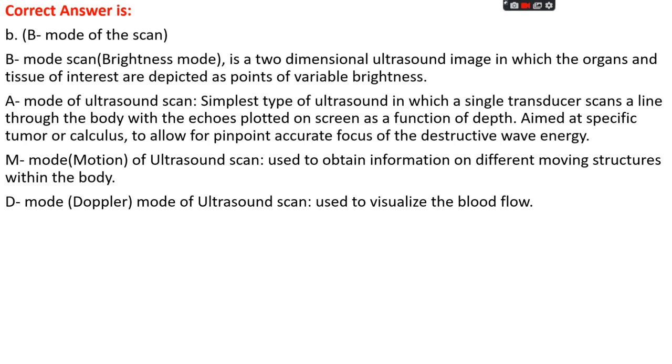It is a two-dimensional ultrasound image in which the organ and tissue of interest are displayed as points of variable brightness. Similarly, A mode of ultrasound scan is the simplest type, in which a single transducer scans a line through the body with the echo plotted on a screen as a function of depth. Similarly, M mode stands for motion mode of ultrasound scan, used to obtain information on different moving structures within the body. D mode is Doppler mode of ultrasound scan, used to visualize blood flow.